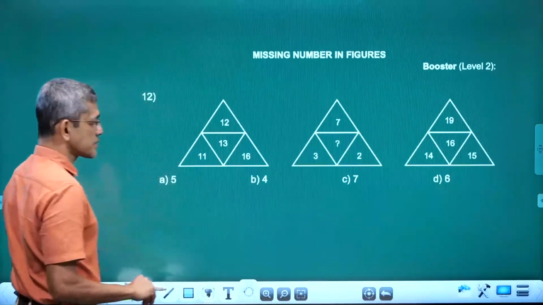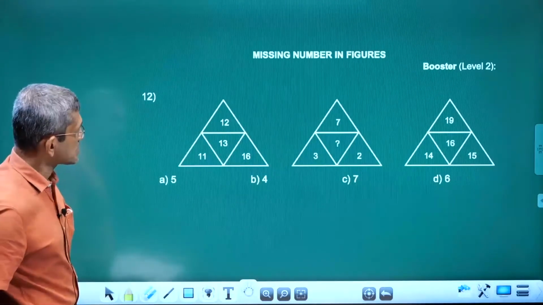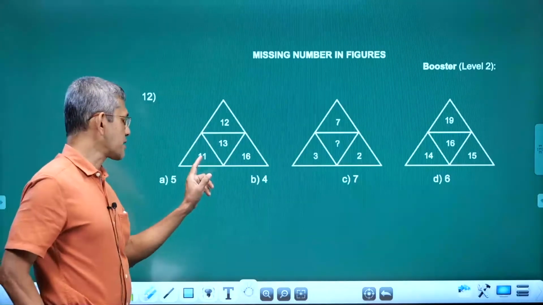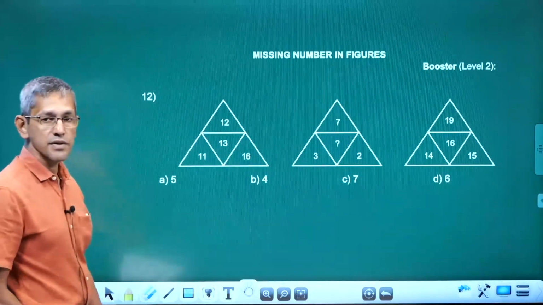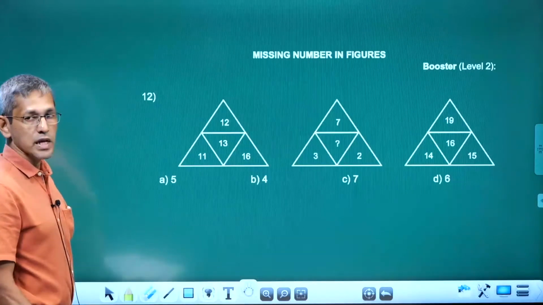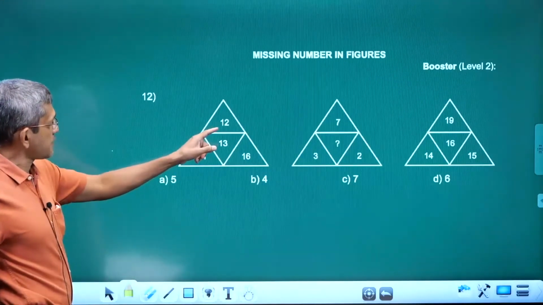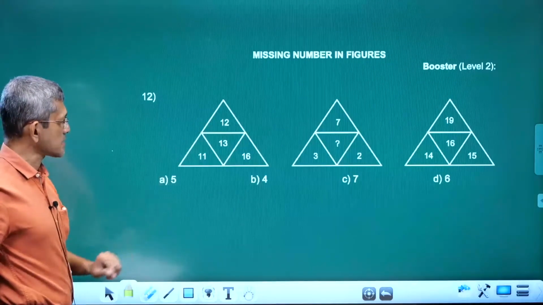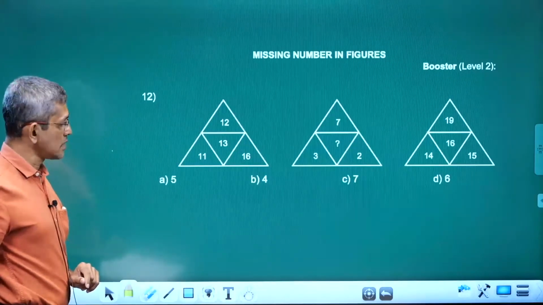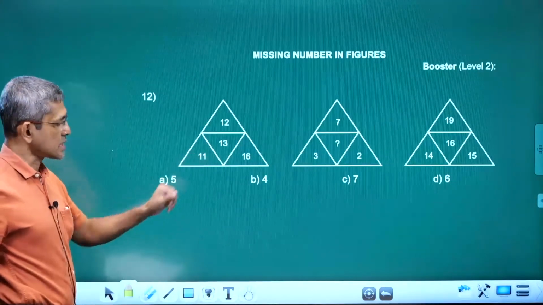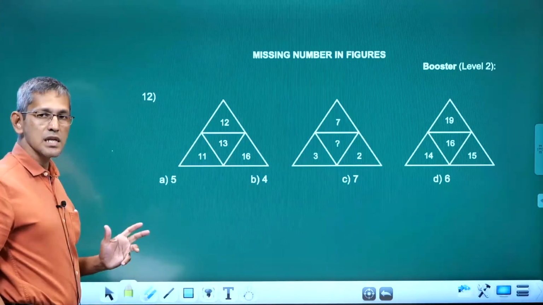3 triangles are given. And well, we have 4 numbers inside there. So what kind of pattern? So we have 12, we have 11, 16. So how do we do that? Let's look at the first figure. First figure we have 12. 12 plus 11, that is 23. We have 23 plus 16, 39. 39 and 13 here. So 39 and 13, there is a relation, right?